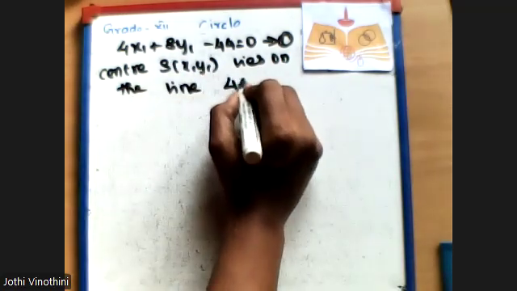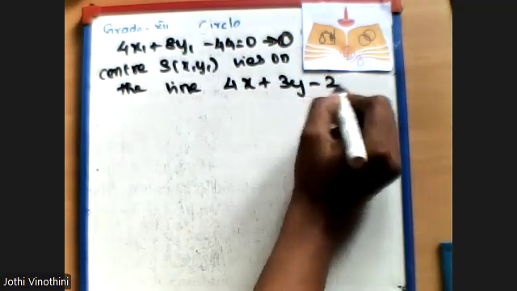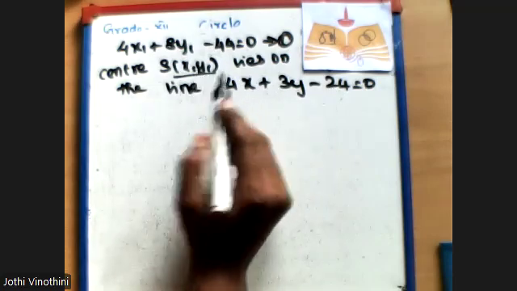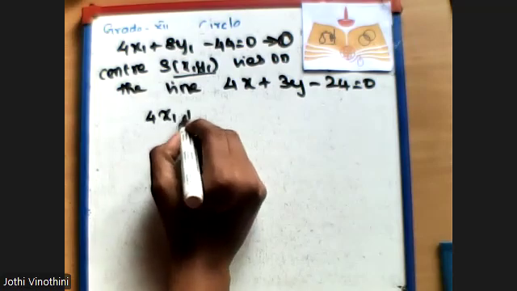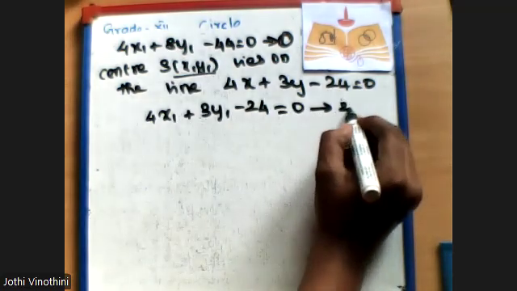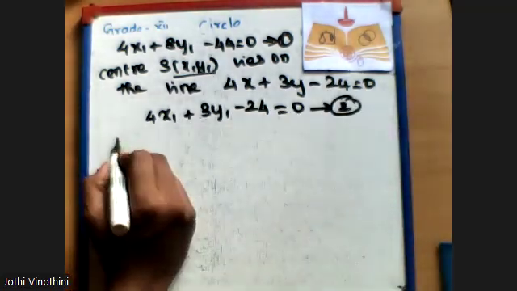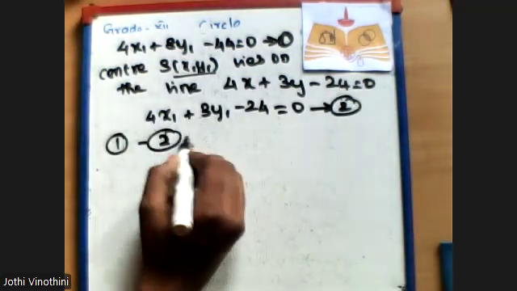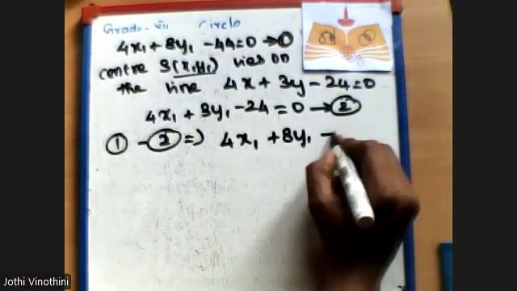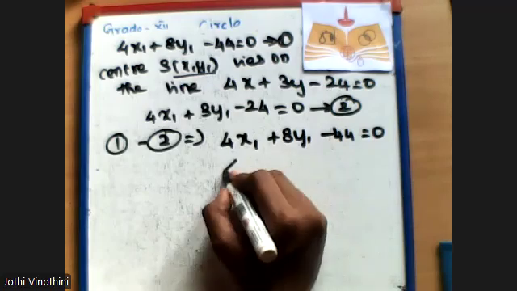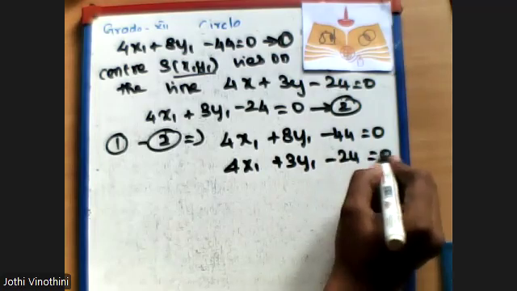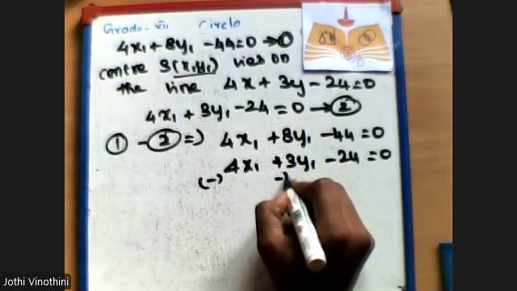What is the equation of the line? 4x plus 3y minus 24 is equal to 0. I am going to substitute this x1, y1 in this equation. So it will become 4x1 plus 3y1 minus 24 equals 0. I am going to take this equation as 2. Now I am going to do equation 1 minus equation 2. What is equation 1? 4x1 plus 8y1 minus 44 equals 0. And equation 2 is 4x1 plus 3y1 minus 24 equals 0. I'm going to subtract, so I'm changing the signs.